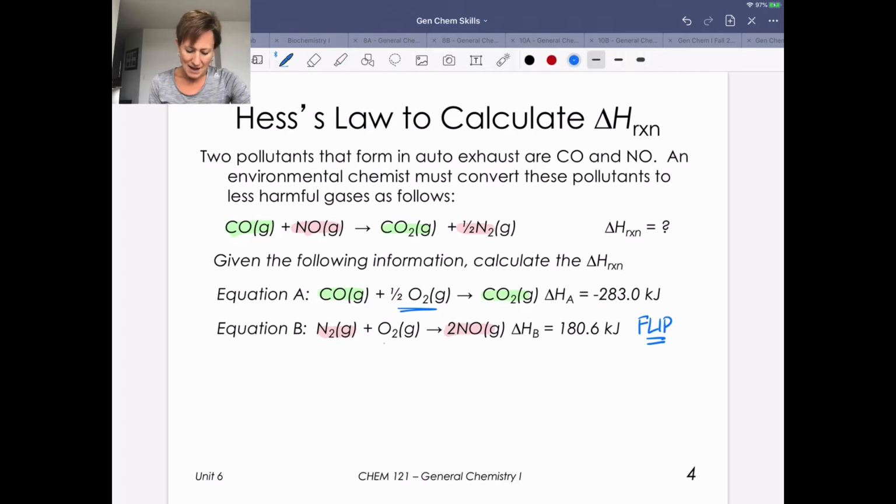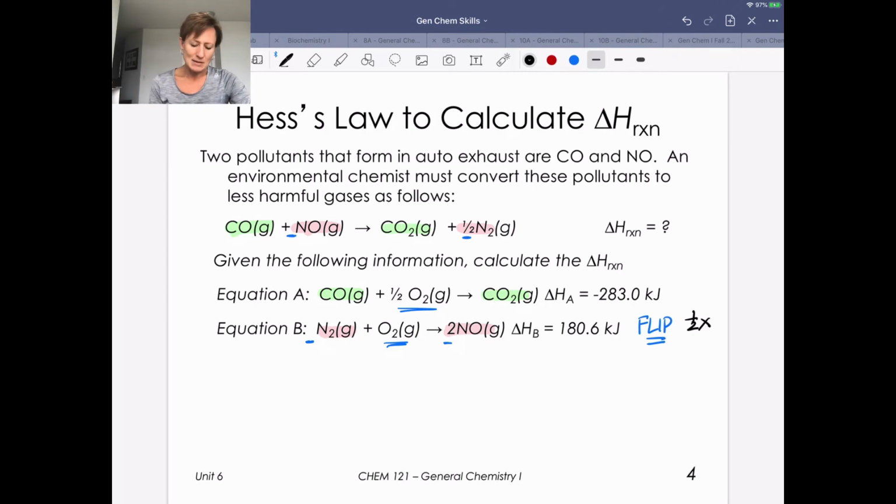And look here, when I have this oxygen here, when I flip this, I'm going to have oxygen over on the right. And that's going to be important because then it can help cancel out my equation A that has oxygen on the left. All right, so something else that I'm noticing here, I can see that these coefficients don't match. I have a 1 and that's a half. I have a 1 and that's a 2. So I need to scale this equation. And so I'm going to scale this by multiplying by 1/2. So hopefully conceptually that makes sense for you guys.